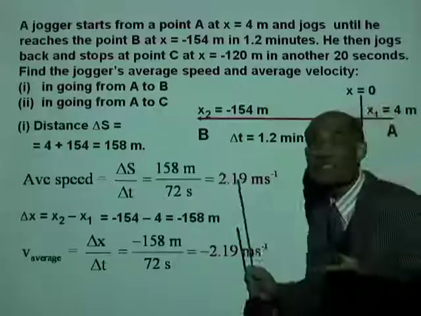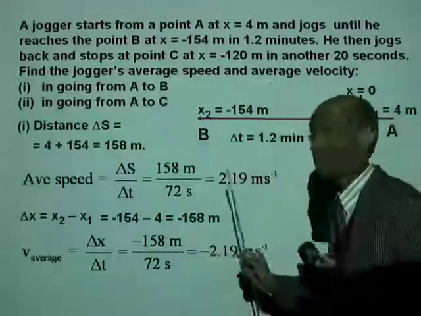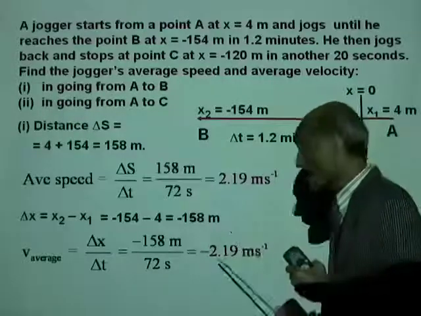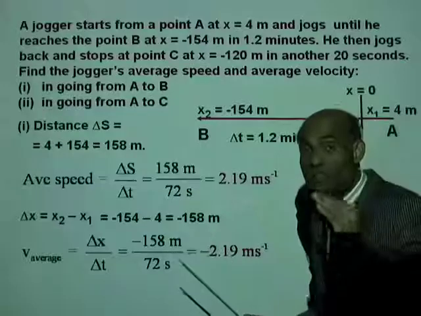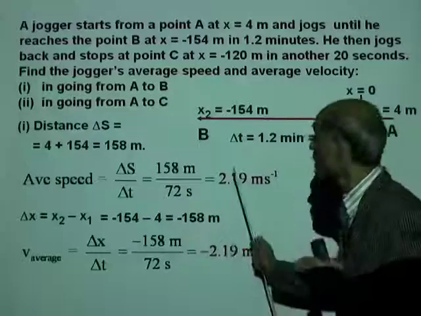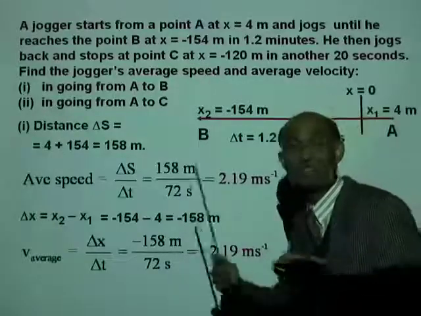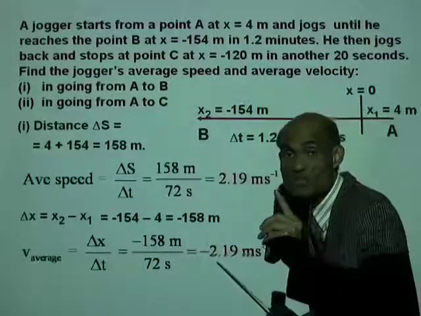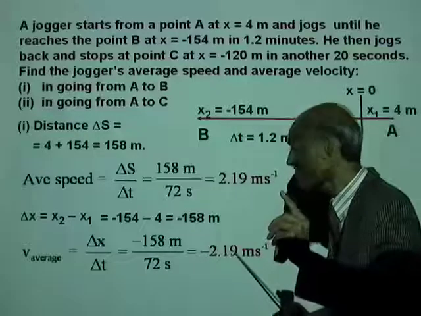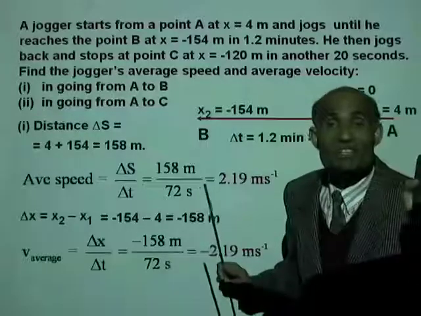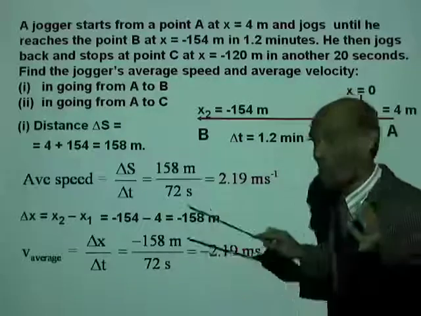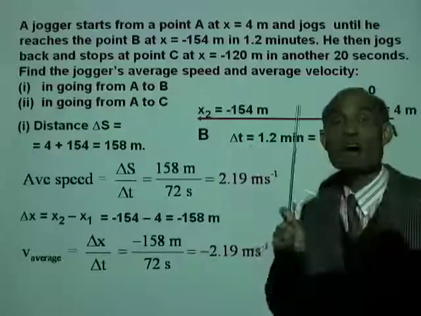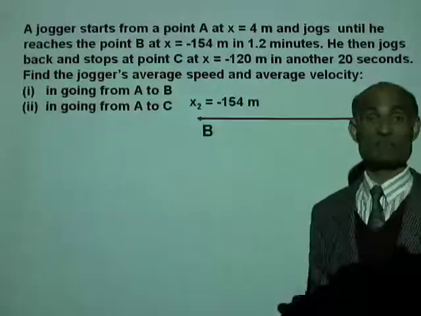The average speed tells you that every second the object moves 2.19 meter. Average velocity tells you that every second the jogger changes his position by 2.19 meter in the negative x direction. You see, this has two pieces of information, whereas the speed contains only one.